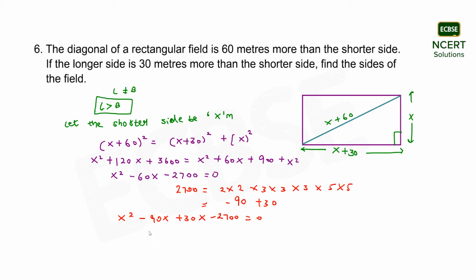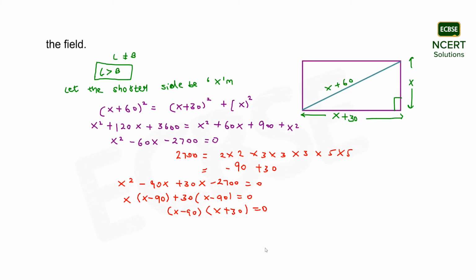Now if we observe the first two terms, I will be left with x minus 90. From the third and fourth terms, it will be plus 30, and in the bracket it will be x minus 90, which equals 0. So (x - 90)(x + 30) = 0. From here, the two roots of x are 90 and minus 30.